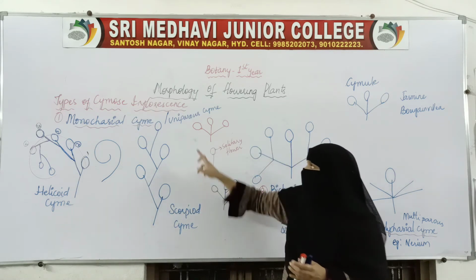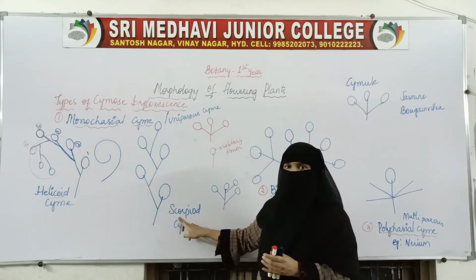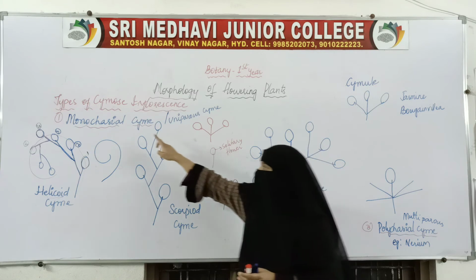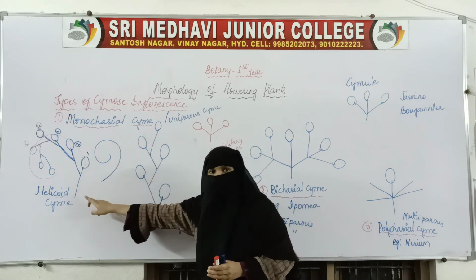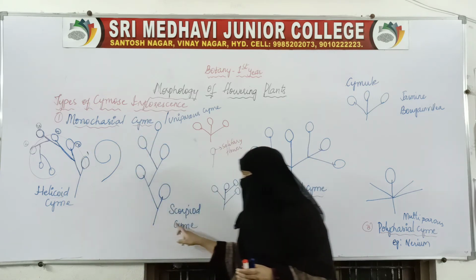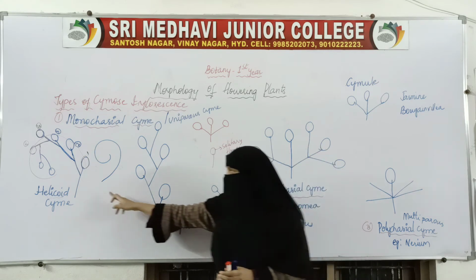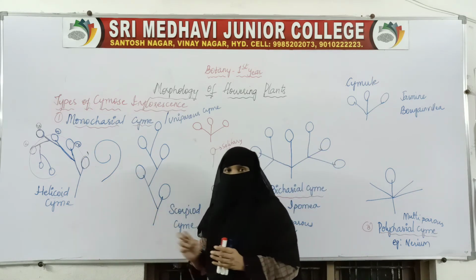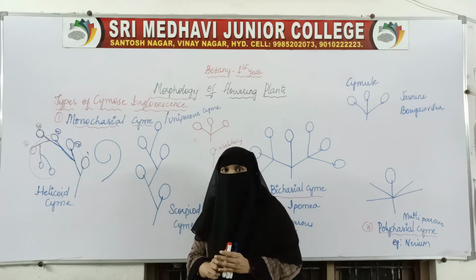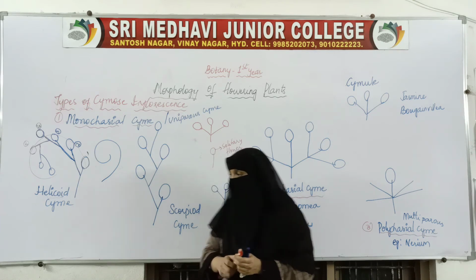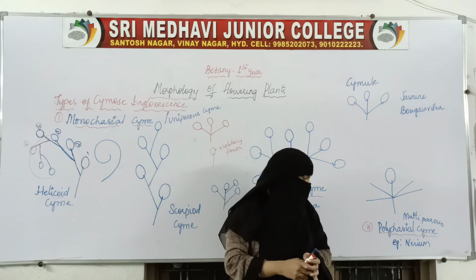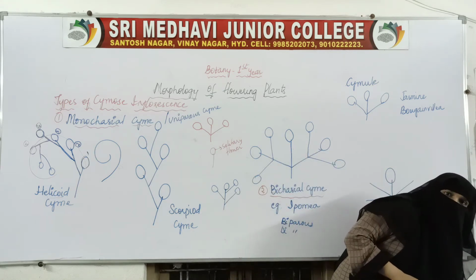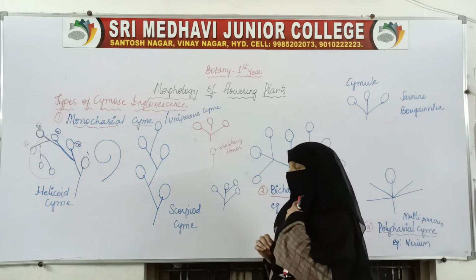Now coming to the second type, that is Scorpioid. I said monochasial cyme is of two types, helicoid and Scorpioid. In the helicoid type, the branches grow only at one side, but in this type of monochasial cyme, the branches are produced at both the sides.